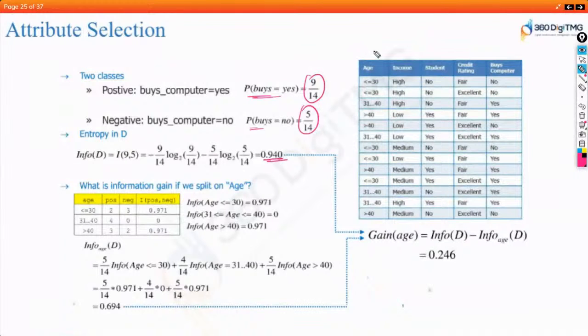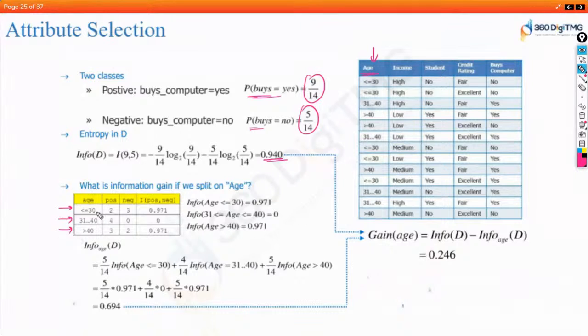Now assume that we are using age as the first root node to make the partitions. In age, we have 3 categories: less than or equal to 30, 31 to 40, and greater than 40. So we are breaking that into 3 different groups, right? Now in each group, we need to calculate how much entropy there is. Again, remember, entropy means variation.